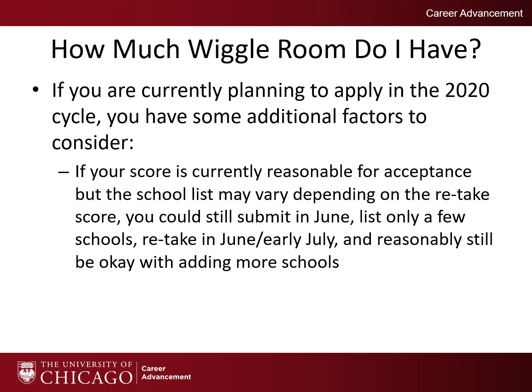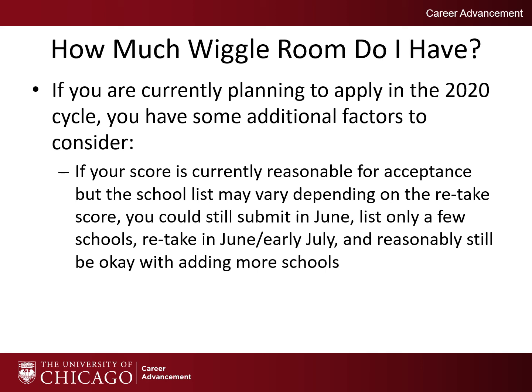But maybe your school list is going to vary depending on the retake score. So maybe you were really trying to aim for closer to a 516, 517, but clearly a 512 is a competitive score to apply with depending on the range of schools. What you could do is still submit your application in June so that you are on that early wave of the verification process and your application can get processed pretty quickly.